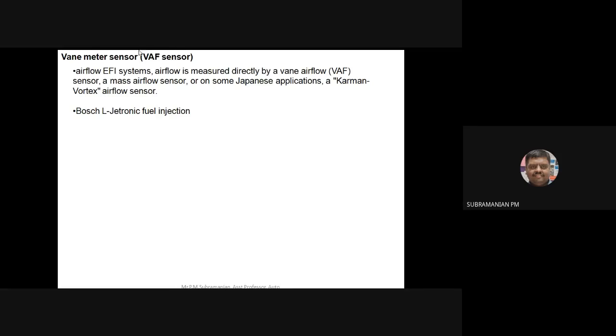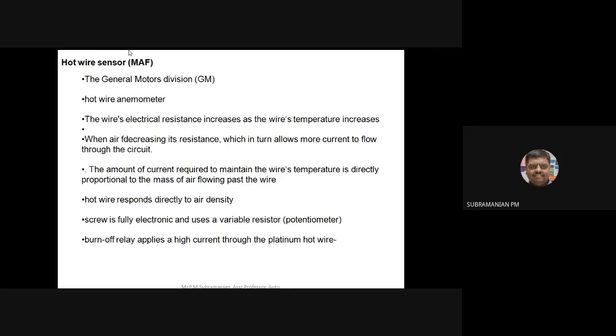So let us see the next topic, the hot wire sensor. See here, the previous one, what I have done: I have a vane, air is going to pass over the vane, and the vane is going to get rotated so that I measure the airflow. But here I am going to do it by a hot wire sensor. That is, I will be measuring the temperature of the wire. Based on the temperature of the wire and the resistance generated, I will correlate the data with the mass airflow so that I can measure the airflow.